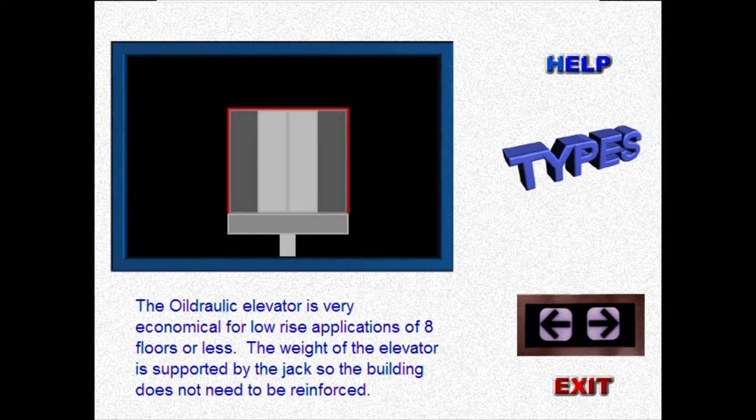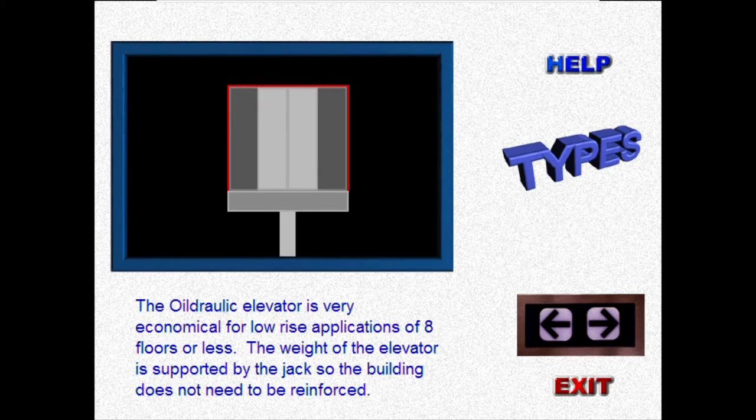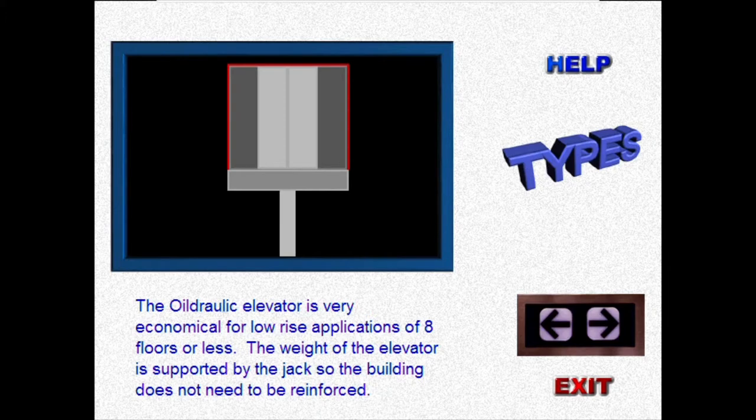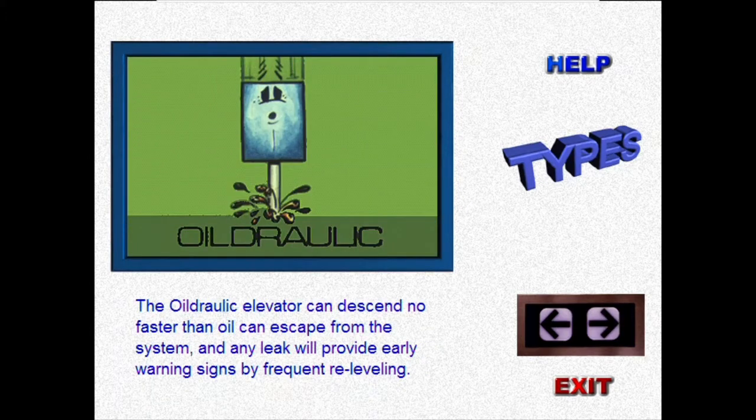The oil-draulic elevator is very economical for low-rise applications of 8 floors or less. The weight of the elevator is supported by the jack, so the building does not need to be reinforced. The oil-draulic elevator can descend no faster than oil can escape from the system, and any leak will provide early warning signs by frequent re-leveling.